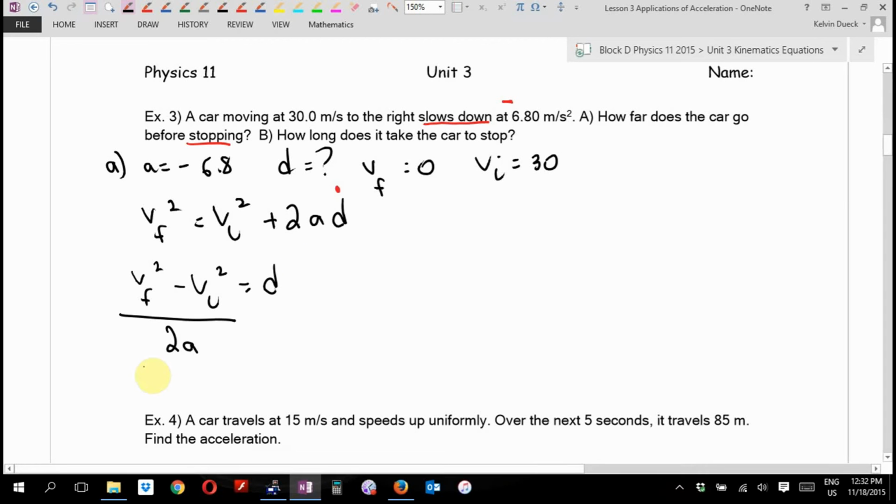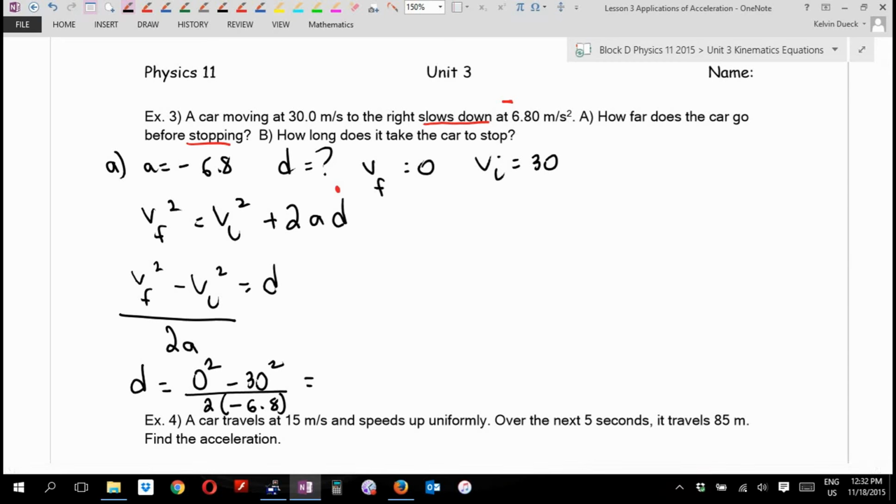Hey, plug and chug. D equals VF, 0. Oh, you know what? I probably could have crossed out that VF along the way if I'd noticed that there was a 0 there. 0 squared minus 30 squared all over 2 times negative 6.8. Nick, is there a fraction? Yeah. Is there more than one number on the top? Yeah, brackets. Is there more than one number on the bottom? Yeah, brackets.